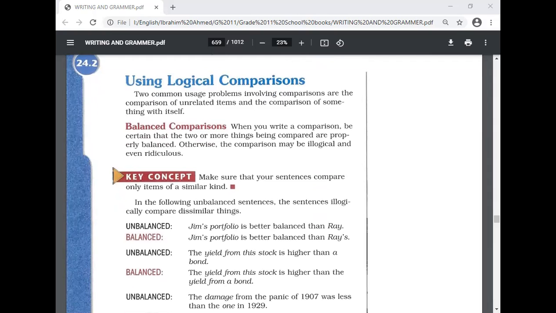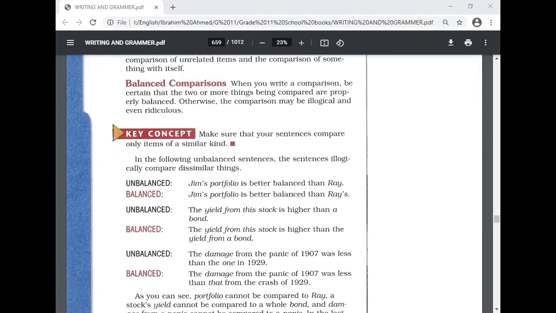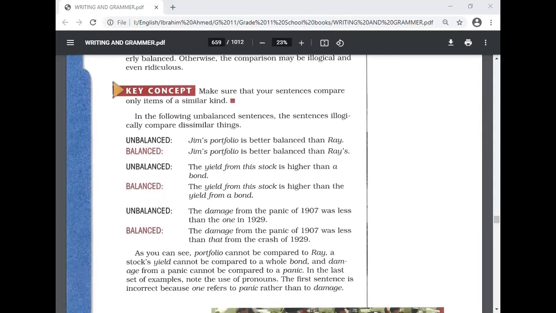Two common usage problems involving comparisons are the comparison of unrelated items and the comparison of something with itself. Balanced comparisons. When you write a comparison, be certain that the two or more things being compared are properly balanced. Otherwise, the comparison may be illogical and even ridiculous, silly. Make sure that your sentences compare only items of a similar kind. In the following unbalanced sentences, the sentences illogically compare dissimilar things.